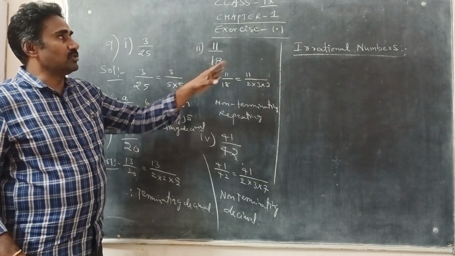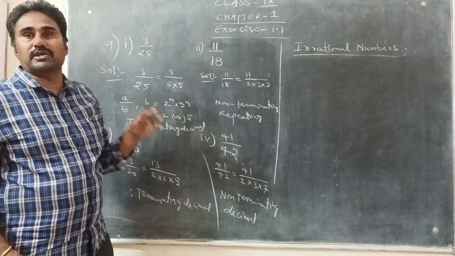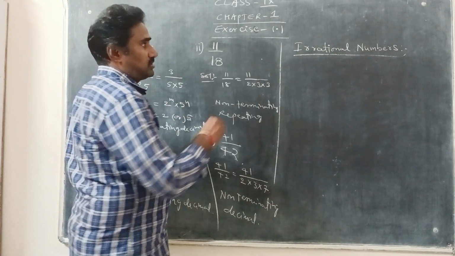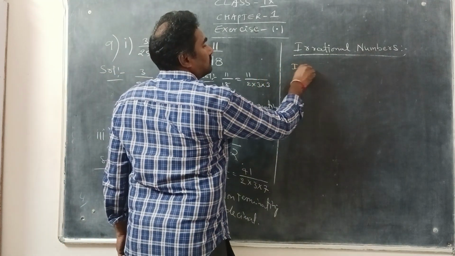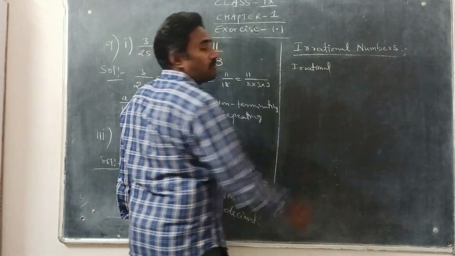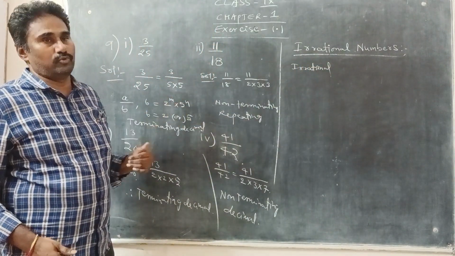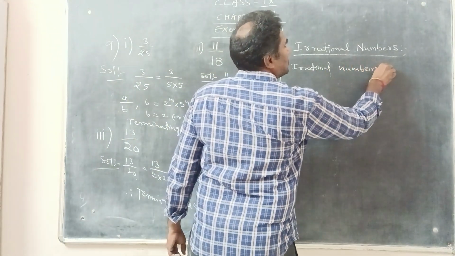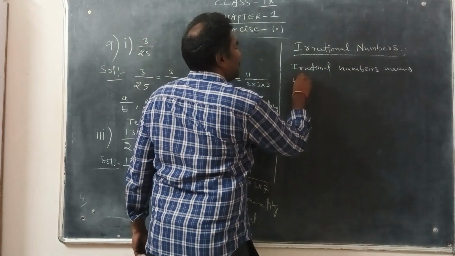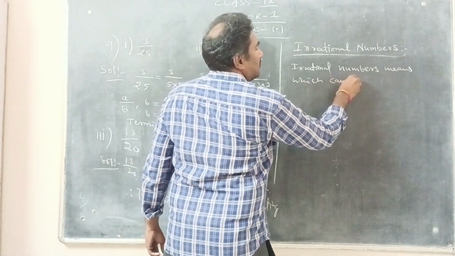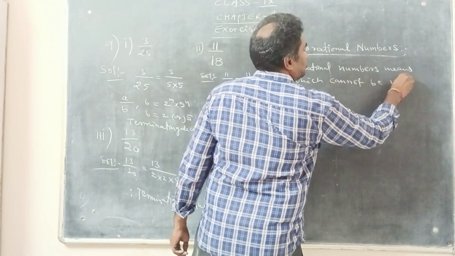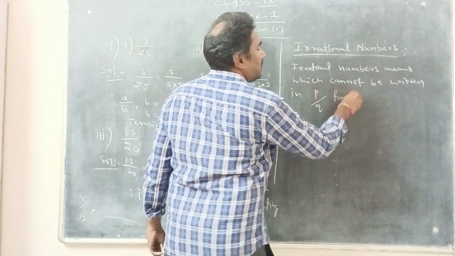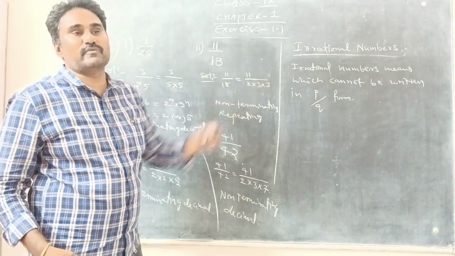After this, in this real number concept, we discussed that rational and irrational numbers together are called real numbers. So in the next part we have to discuss irrational numbers. What are irrational numbers? You know rational numbers are those which can be written in p by q form. Irrational numbers are those which cannot be written in p by q form. We cannot write them in fractional form.